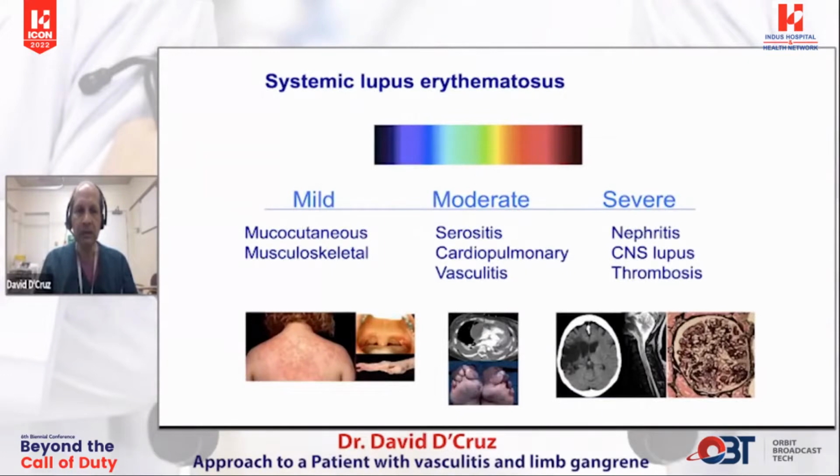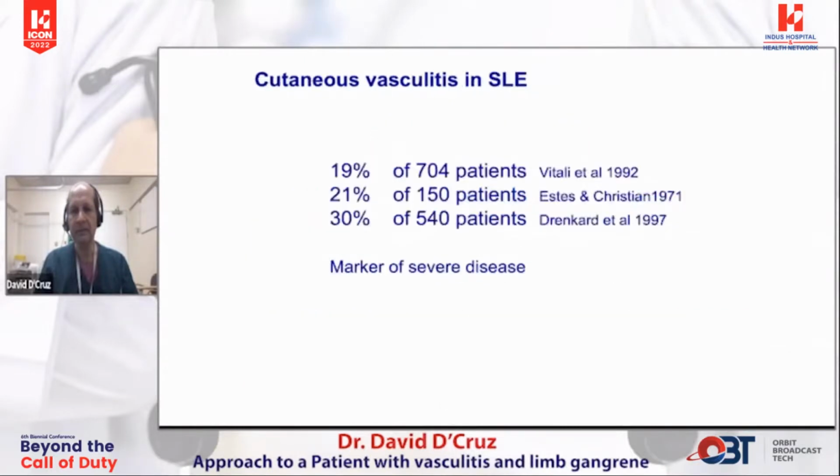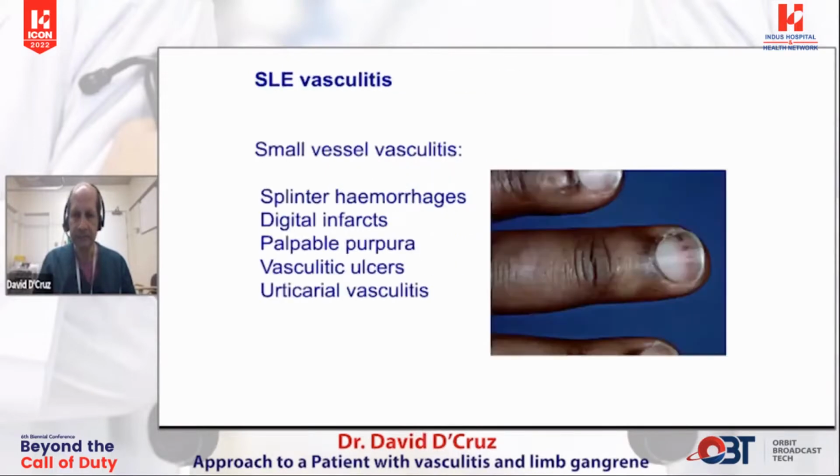Lupus, as you're well aware, is an autoimmune rheumatic disease with a spectrum of presentations, including mild, moderate, and severe presentations. And the severe presentations do include thrombosis and large vessel vasculitis and gangrene. So cutaneous vasculitis is a driver for limb ischemia and digital ischemia. The prevalence is between around 20 and 30% of patients with lupus, and conventionally, the presence of cutaneous vasculitis is considered a marker of severe disease.